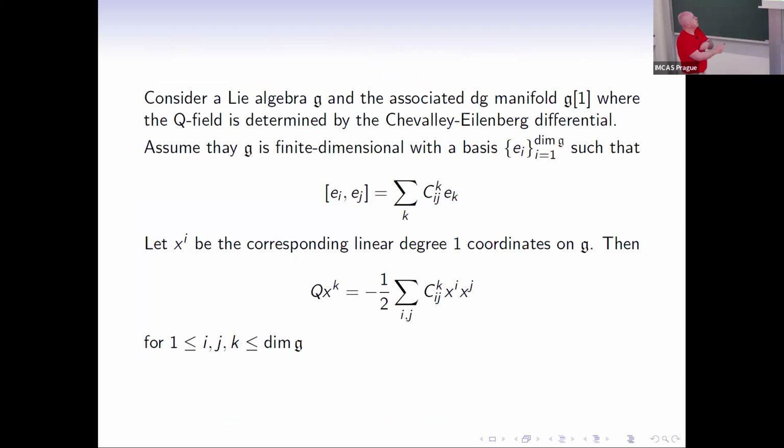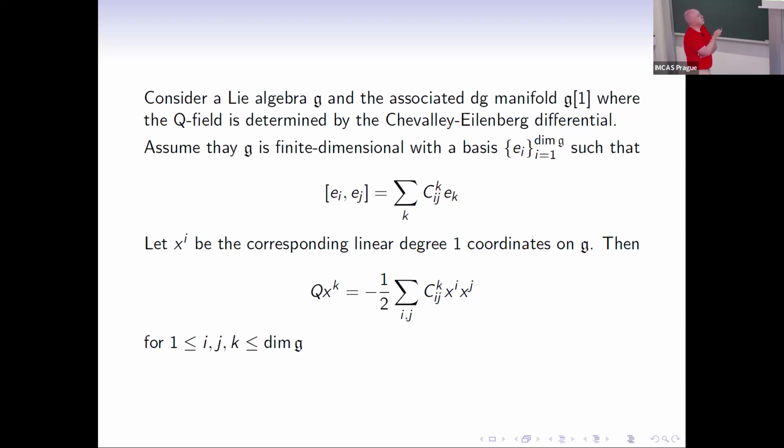Okay, now I want to examine one of the examples, which is supposed to be the simplest one. Suppose we have a usual Lie algebra. It's even finite dimensional. Fix a basis. If you fix a basis e_i, then the structure constants will give you the corresponding Q field.